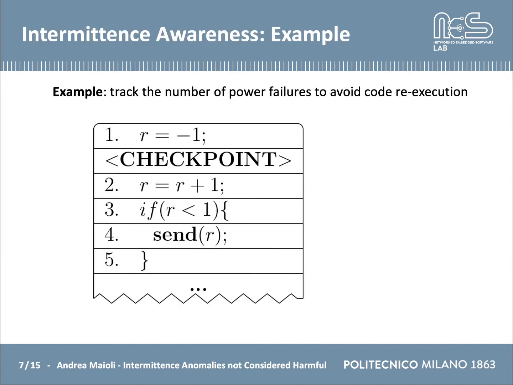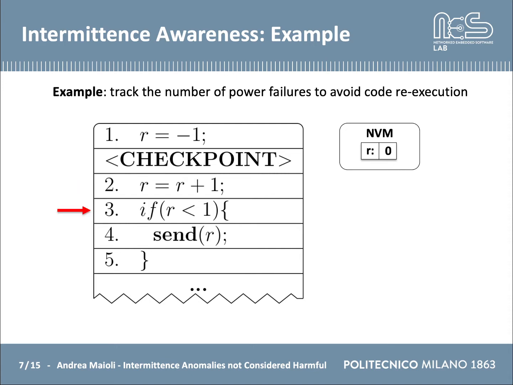Here we show an example where we use intermittence awareness to track the number of power failures. We then use this information to avoid the re-execution of a portion of code. So let us consider the execution of the following program where variable r is non-volatile. We initialize r to -1 and then we save a checkpoint, which does not include r since it is already non-volatile. Then we execute line 2, which increments r to 0.